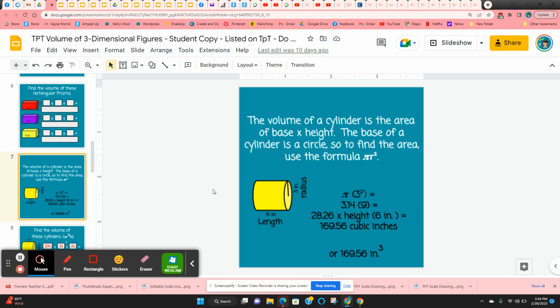Then we move on to a cylinder. So the volume of a cylinder is the area of the base times the height. So to find the area of the base, we have to take the area of a circle, which is pi r squared. So for pi, we're going to use the abbreviation 3.14. And then 3 squared would be 9. So that gives them 28.26 times the height. And we have the height here is 6 inches. So this is their answer for the volume of a cylinder.